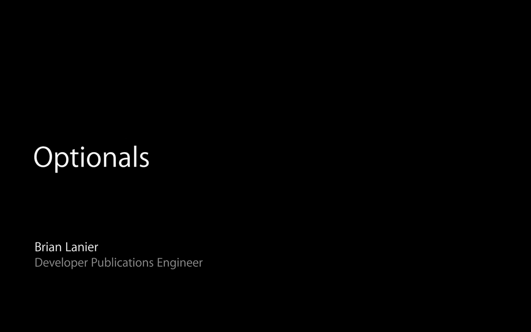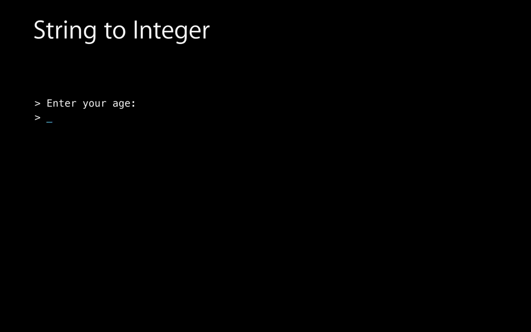So I want to begin by looking at one of Swift's most powerful features, optionals. But first, I want to take a look at why we might need optionals in the first place. Say you need to work with input data from a user. Here we're asking for the user's age. The response comes in as a string, but say we need to convert that string to an integer using this toInt method here.